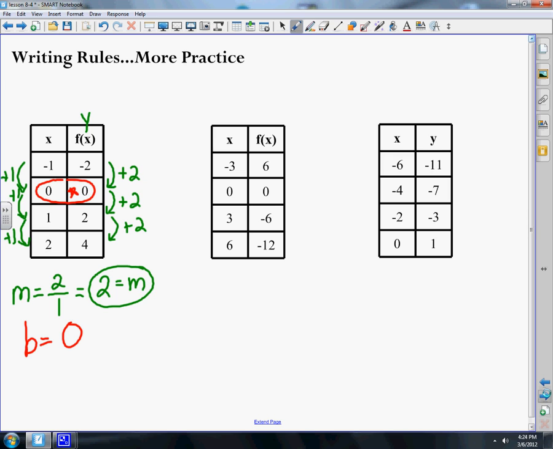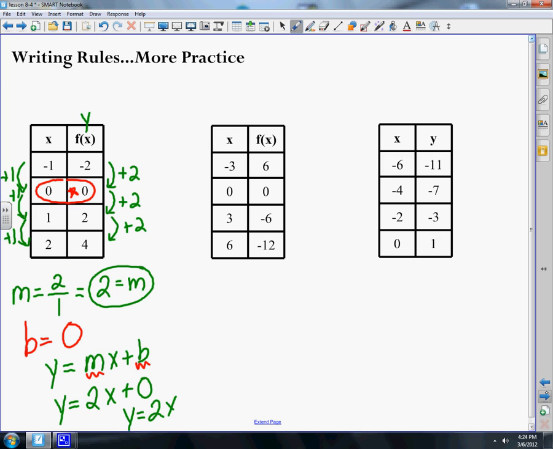So when I write the equation for this line, it's y equals mx plus b, and I'm going to replace m with the slope and I'm going to replace b with the y-intercept. So y equals, the slope is 2x plus the y-intercept is 0. And actually, we can really write this equation as y equals 2x. We don't have to include the 0. Let's look at the second example.